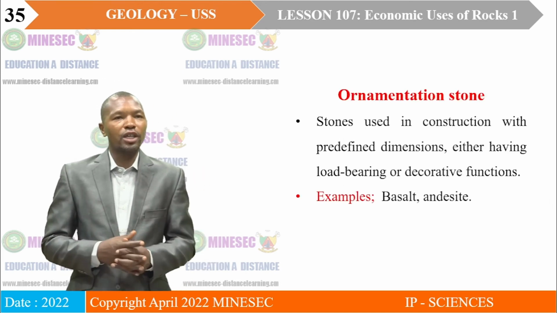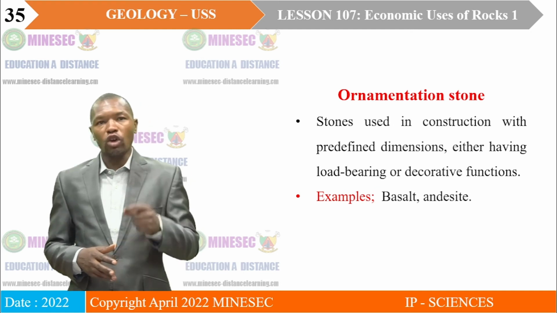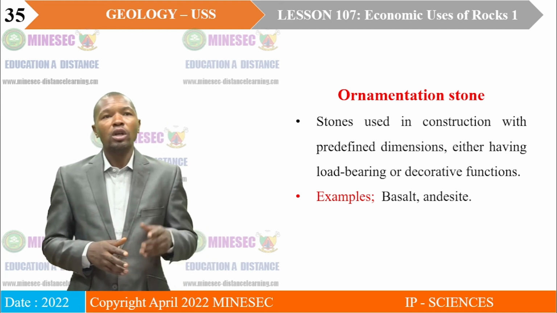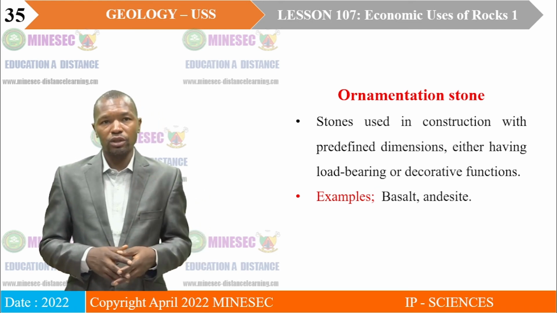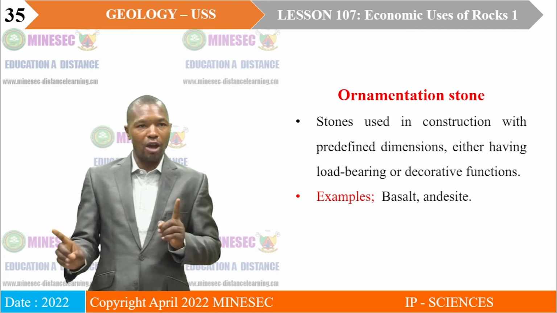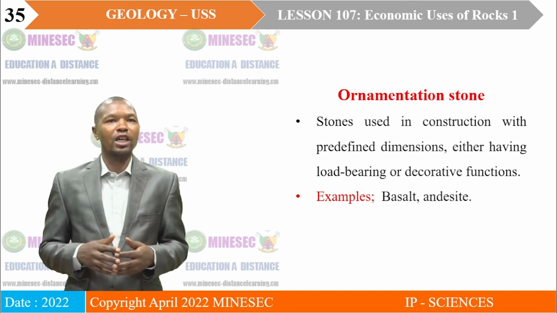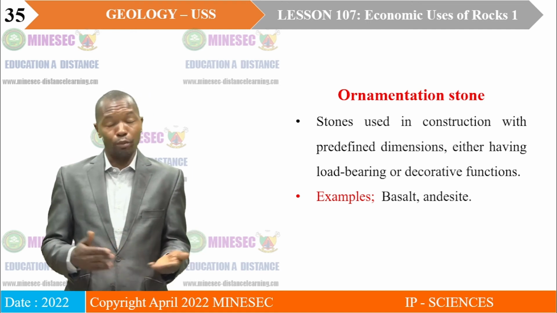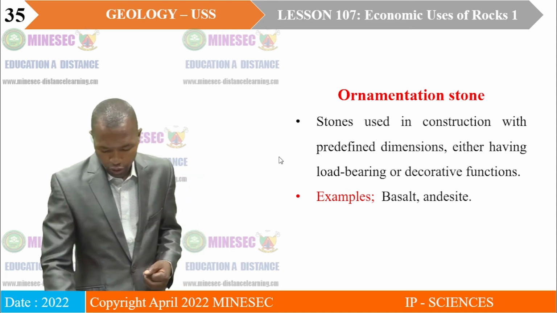Then we get to ornamentation stone. What is it? Ornamentation stone is stone used in construction with pre-designed dimensions, having either load-bearing or decorative functions. Remember that they have two sides of them being qualified as dimension stone: the fact that they are load-bearing and the fact that they have decorative functions. Examples: you have basalt, you have andesites, and most likely you have volcanic igneous rocks and most fine-grained rocks.